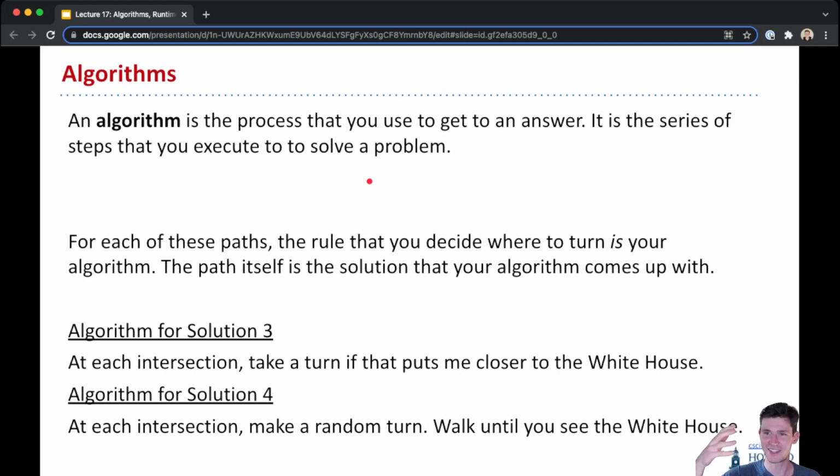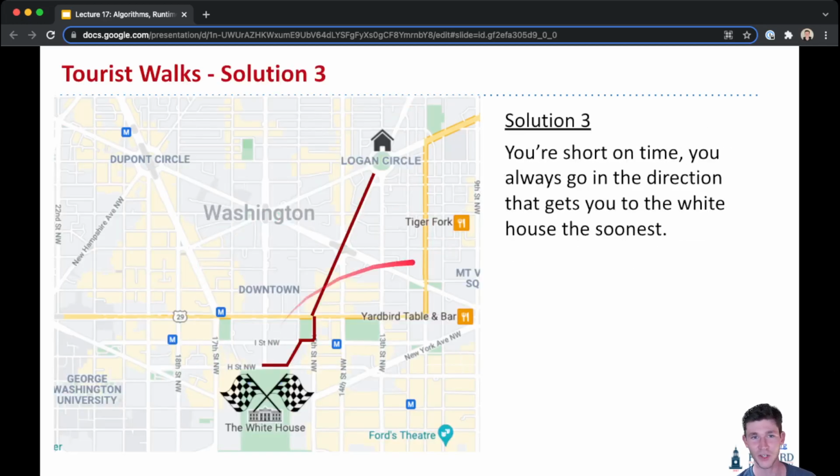So for each of these paths that we just looked at, the rule that you use to decide when to turn is your algorithm. The path itself that you took is your solution that your algorithm came up with. And so at each intersection here, like for solution 3, what did 3 look like? Here, our algorithm was, I'm going to walk in whatever direction gets me closest to the White House. So whenever I have a choice from here, Logan Circle, we can go left, we can go right, diagonally this way, straight down, diagonally this way. This is the road that points the closest to the White House. And then from here, maybe going left or going straight down. Here it's kind of an even choice, but you decide to go down. And then you turn because this gets you closest to the White House, and then diagonally closest to the White House, and then this straight line.